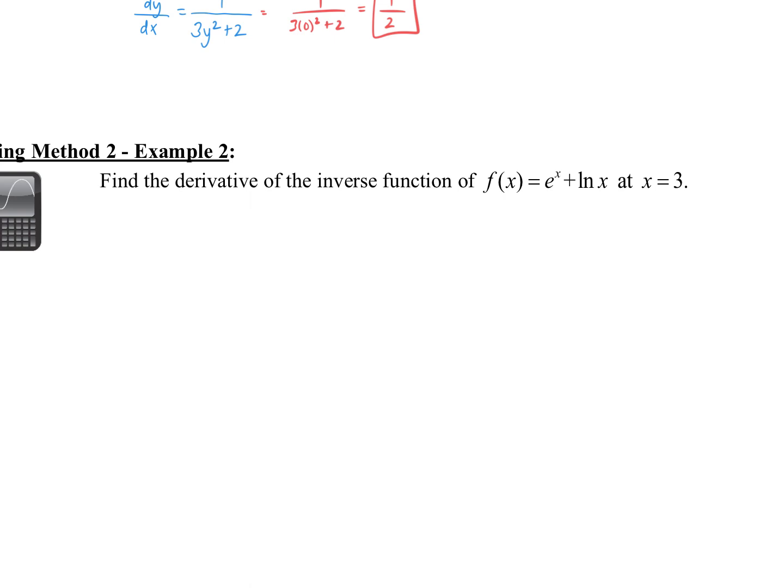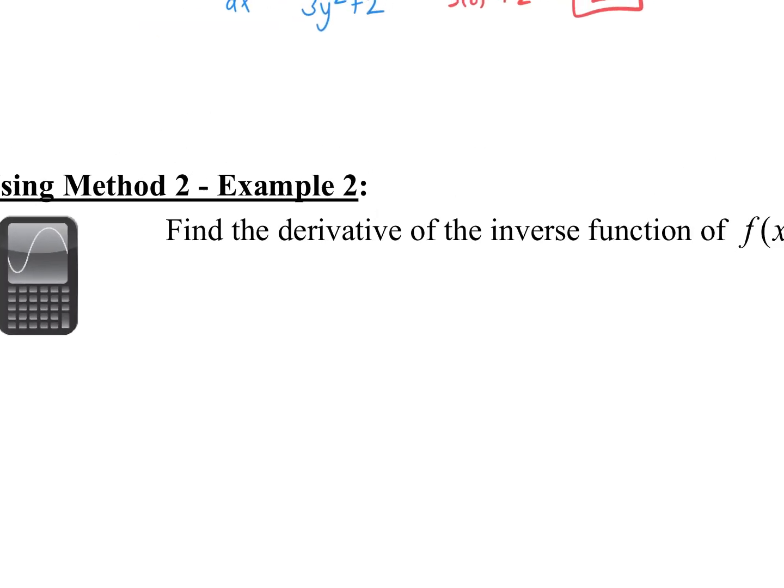Okay, find the derivative of the inverse function of f of x equals e to the x plus the natural log of x at x equals 3. So we start out with, I'm going to write it as y equals e to the x plus the natural log of x. Then I switch my x's and y's. So I've got x equals e to the y plus the natural log of y. Again, is there a way that I can solve for y here? No. So we have to take the derivative with respect to x of both sides.